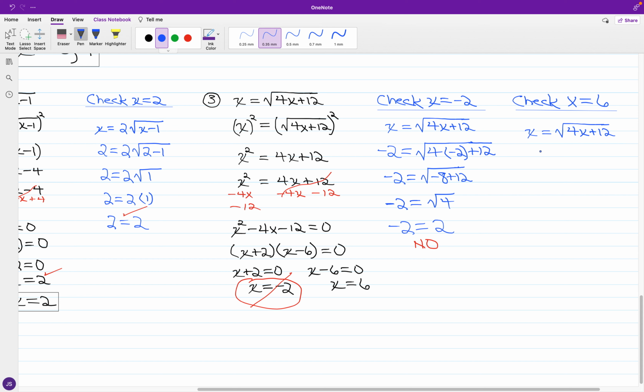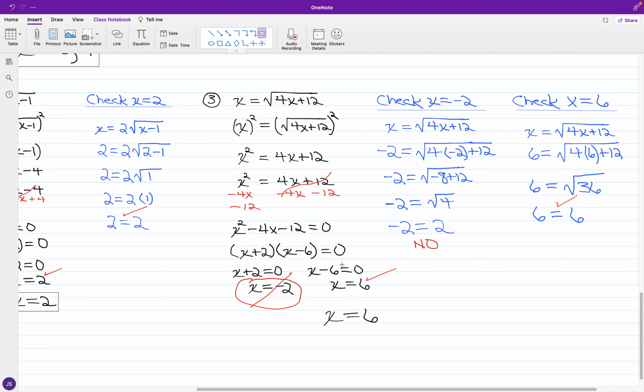Okay, so looking at 6 for x. You can see I have x at 6, and 4 times 6 plus 12 is 36, and the square root of 36 is equal to 6, and 6 is equal to 6. So that would check out. And so in this case, there's going to be 1 solution for this radical equation. Again, that is going to be at x is equal to 6.